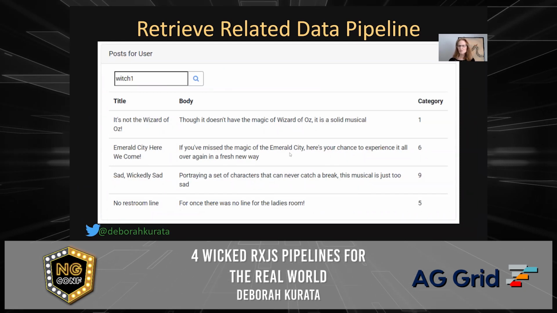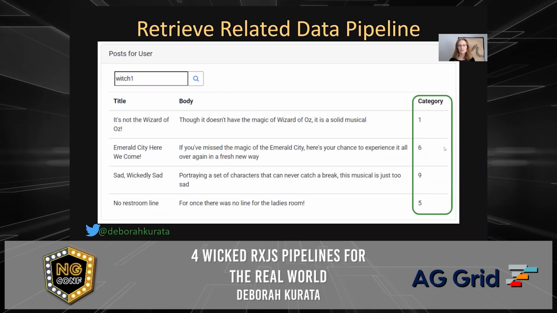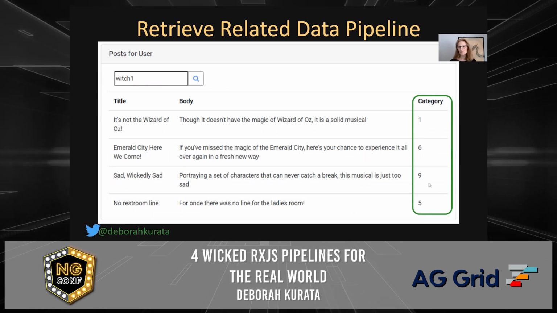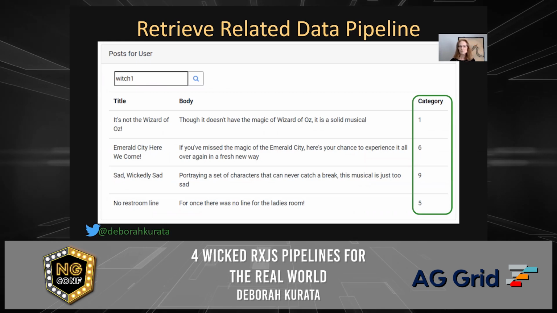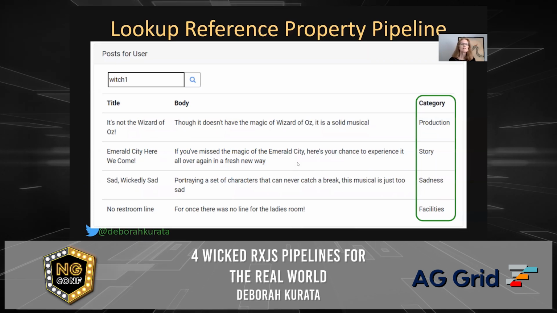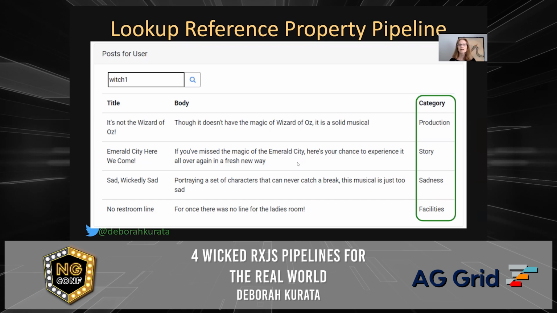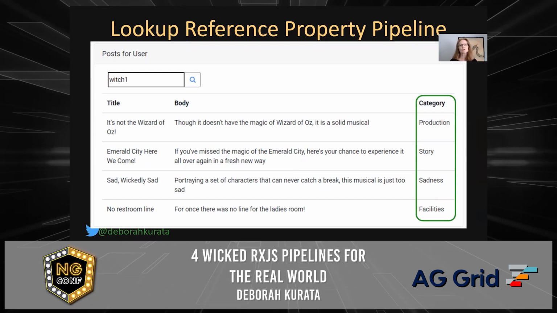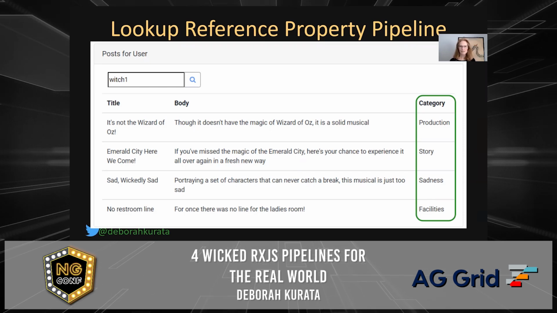If you look at this, though, there's a little bit of an issue. Here we've got this category with a number, a category ID number. And I don't know about you, but most users I know wouldn't remember what a category 9 versus a category 1 was. They would much rather see it more like this, where we've got a name. So this brings us to our next pipeline, a lookup reference property pipeline. And here our idea is that we want to take our category ID and look up that reference property to get the category name.